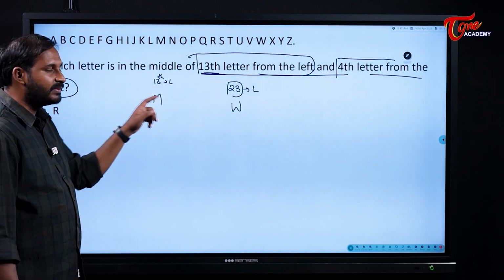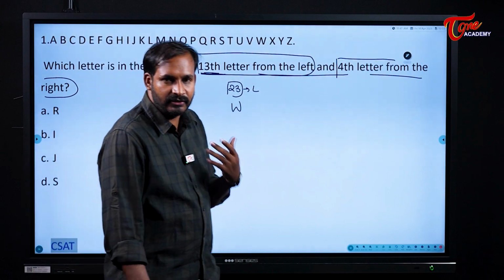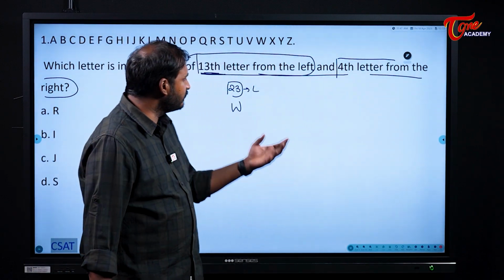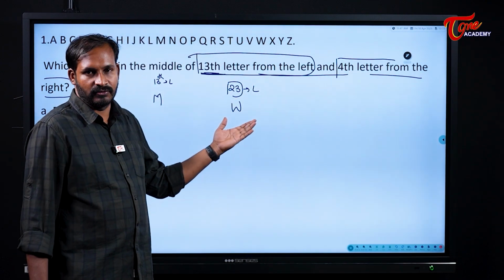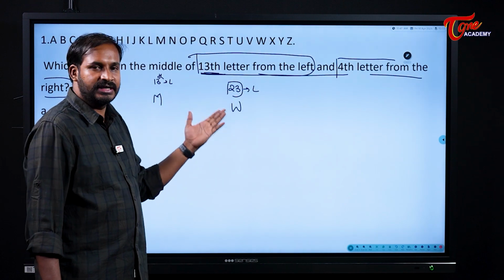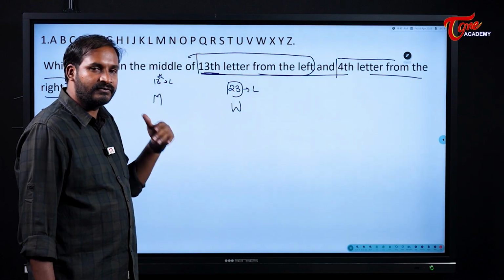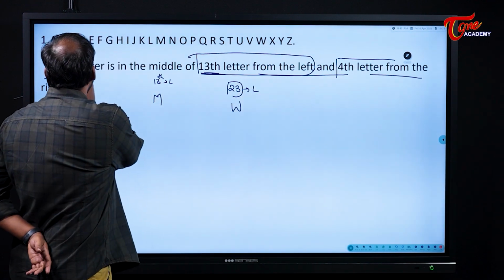4th letter from the right, what does it become? W. Actually, we don't know it in general, but we know one thing: 27 minus 4. You can subtract that from 27. 27 minus 4 will become 23. Now we want the middle letter.